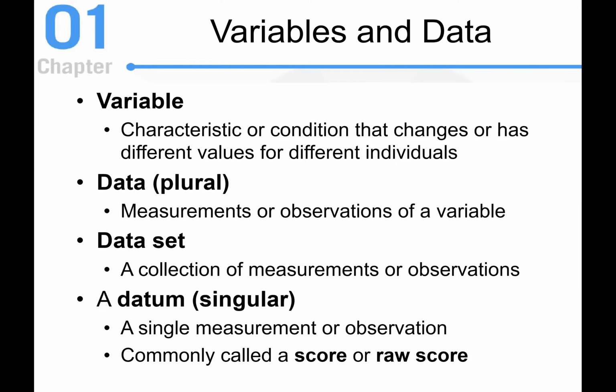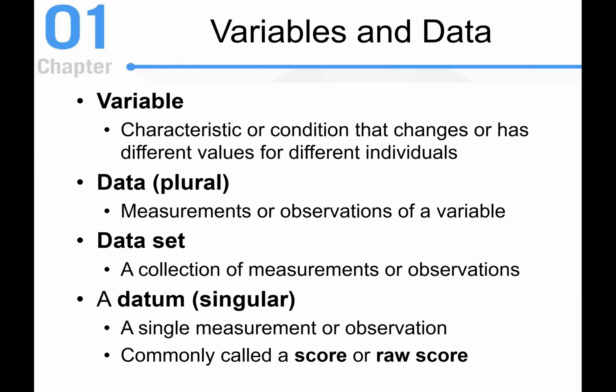Then we have what is called a datum, and that is singular. We don't use this term very often because we don't usually get just one single measurement or observation. We usually get a collection, but the term is important. You may see it every now and again. So again, a datum is a single measurement or observation. So if I measure you and your height, the score that I get or the measurement that I get for your height is called a datum.